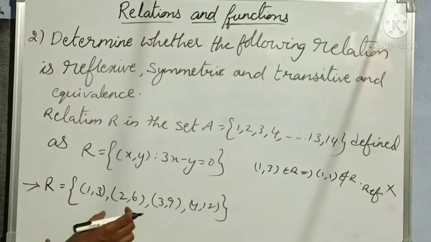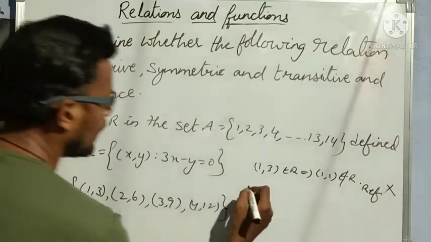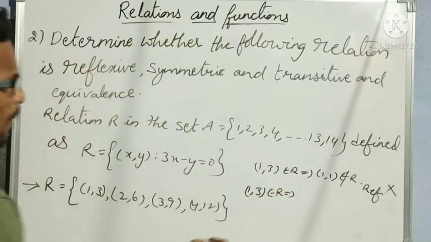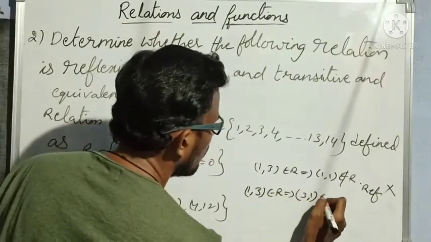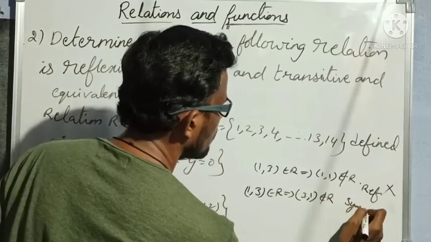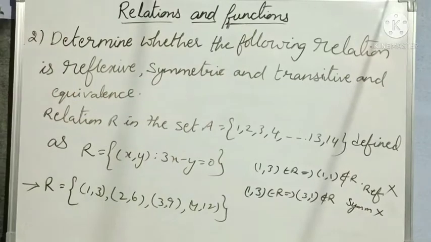Next, symmetric means if (1, 3) is there, this implies (3, 1) also should be there. Okay, but it does not belong. So here this is not symmetric. So symmetric is also not satisfied.